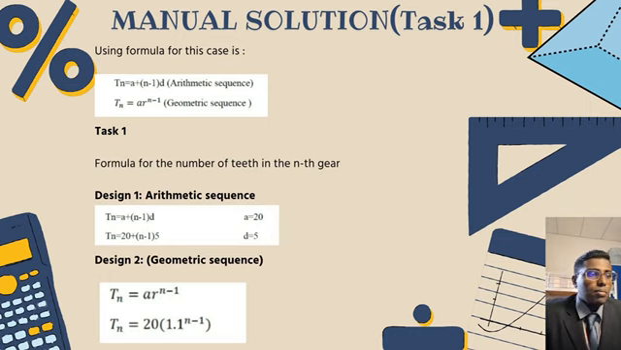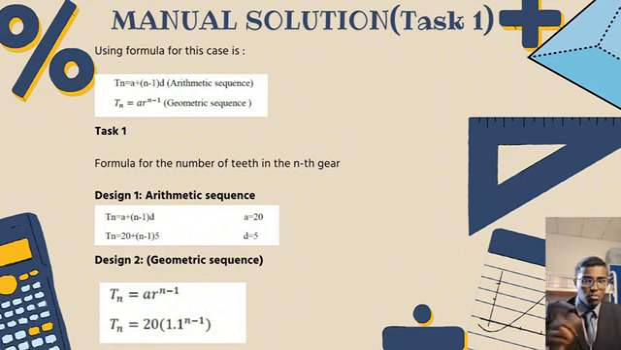So 20 plus n minus 1 times 5. That's all for design 1. For design 2, geometric sequence, so Tn equals ar to the power of n minus 1. So you substitute the value 20 into a, so 20 times 1.1 to the power of n minus 1. Okay, how can I get the answer 1.1?